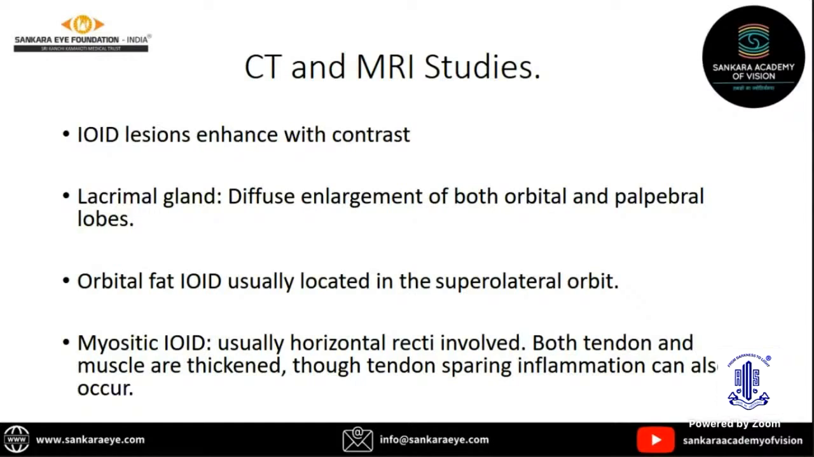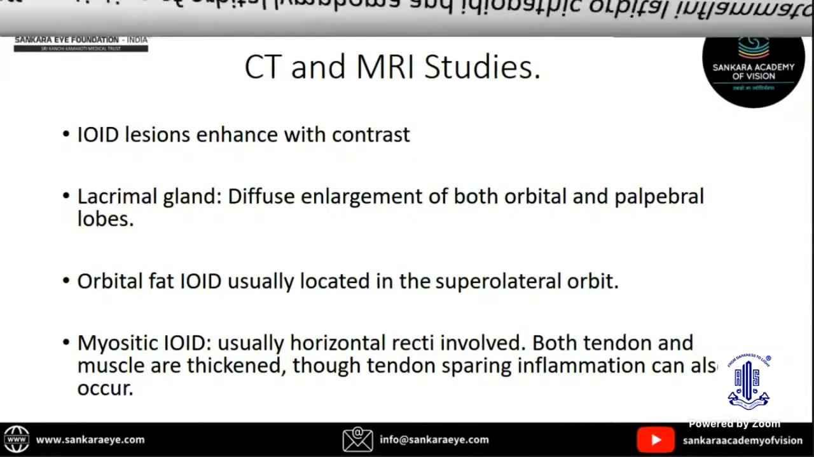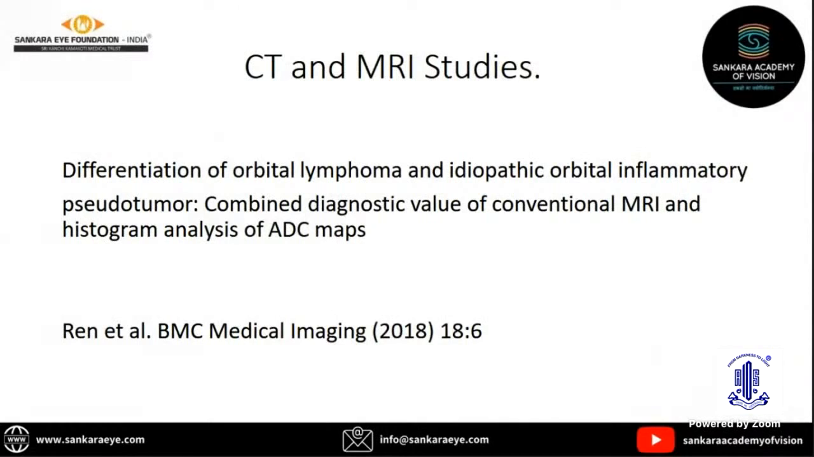When it is orbital fat IOID, it's generally of the sclerosing type, usually located in the superolateral orbit. In myocytic IOID, the horizontal recti are usually involved, and both the tendon and muscle are thickened, but we should understand that this is not very specific. Tendon-sparing inflammation can happen in myocytic IOID, and conversely, we can have tendon involvement in thyroid eye disease.